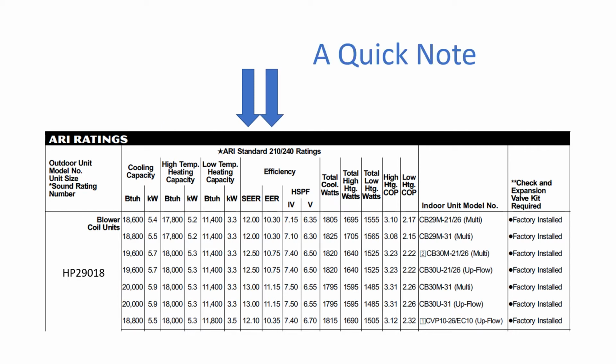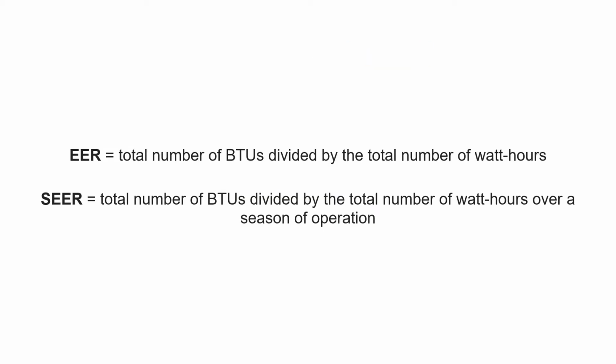And for a quick note, on this chart we also see the CER rating and the EER rating. The EER is the total number of BTUs divided by the total number of watt hours. EER can be done at that moment. On a cool morning compared to a very hot afternoon, the EER would be much better. The CER is the total number of BTUs divided by the total number of watt hours over a season of operation. It takes into account how many hours were expected to run at low temperatures and how many hours were expected to run at the high temperatures.